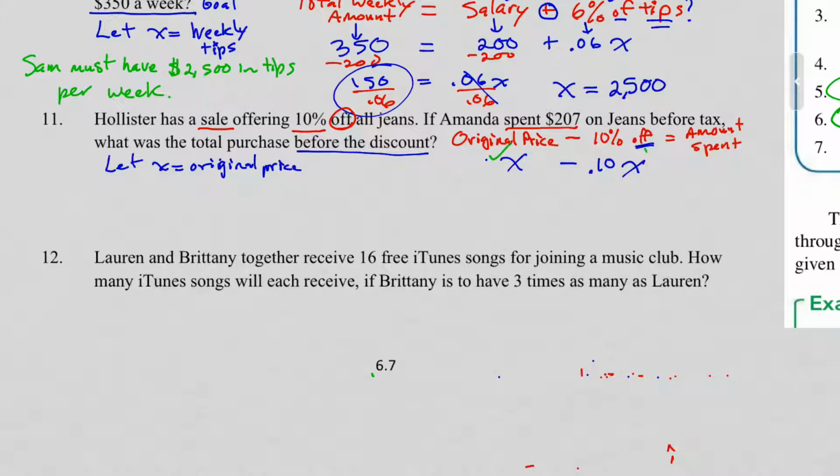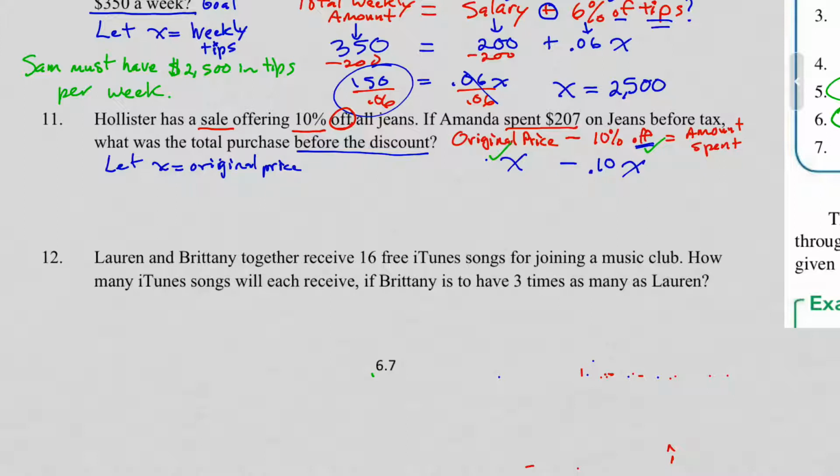And then 10% off the original. That's what they do at the register. So let's say the jeans were $100, and you know that 10% of 100 is $10, so 100 minus 10 would equal 90. That's just a quick example.